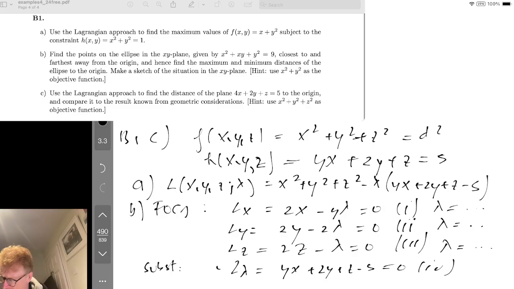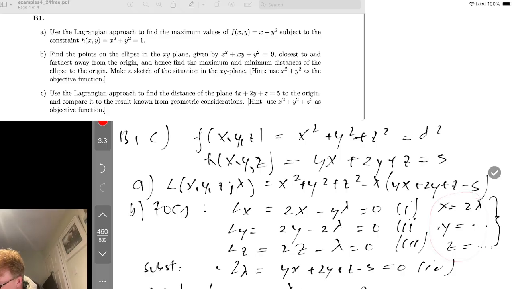I'm doing it wrong. x is 2 lambda. Here y is something expressed in lambda. z is something expressed in lambda. Substitute this into 4. That gives us lambda, whatever it is, and then you substitute the lambda back into these relationships to get x, y, z, the stationary point.